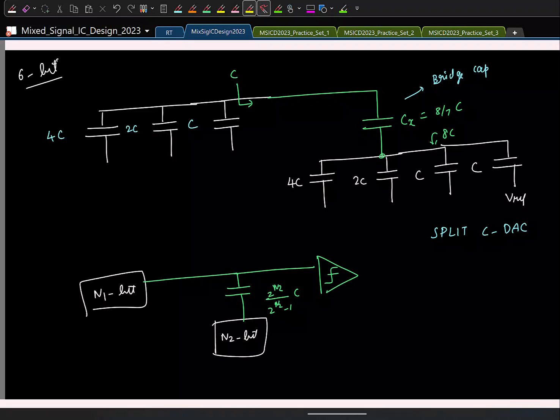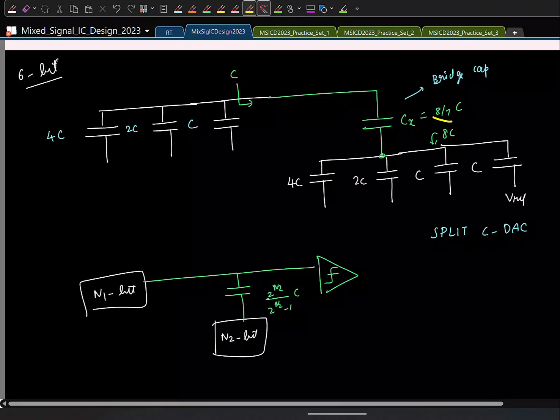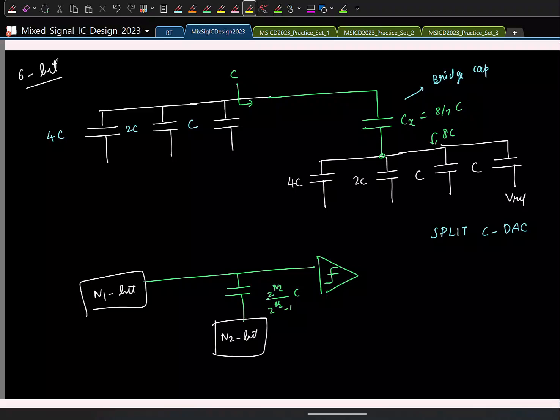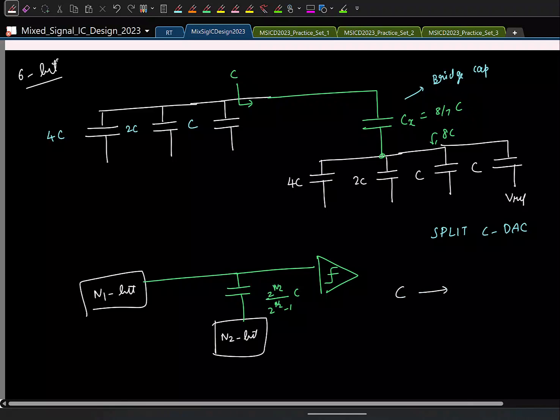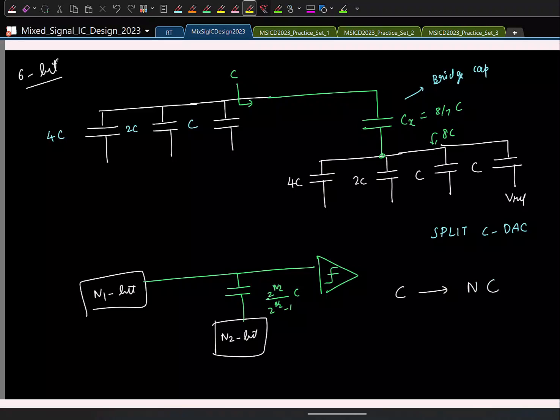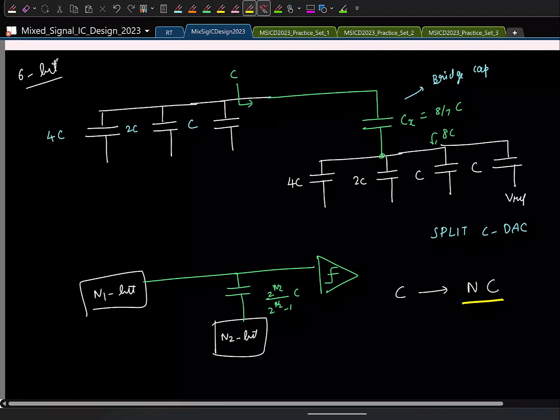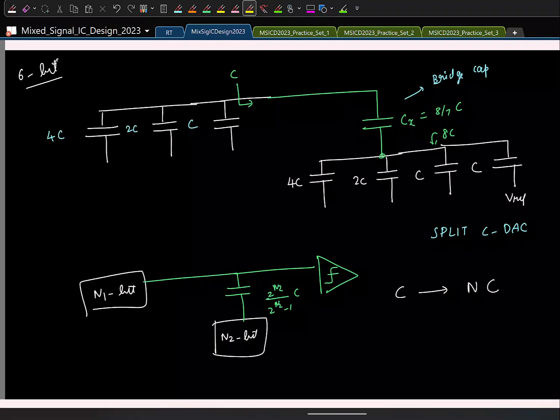So this technique works, but one minor issue is that the bridge capacitor value is not an integer. It's 8/7 of the unit capacitor. In general, if you have a capacitor of C, you can realize an integer multiple of the capacitance. If you have C, how do you realize n times C? You put n of them in parallel. But now you have a fractional capacitance, which becomes tricky to realize. That's one issue with this.